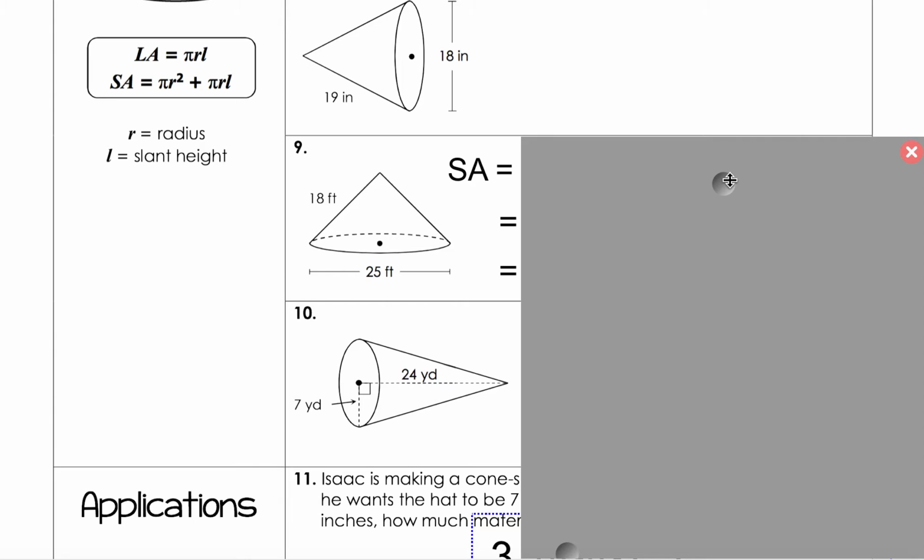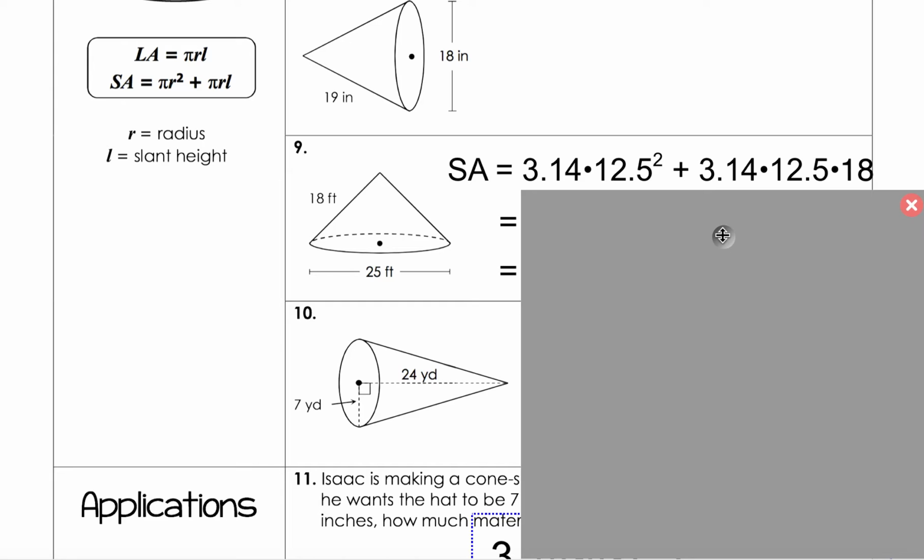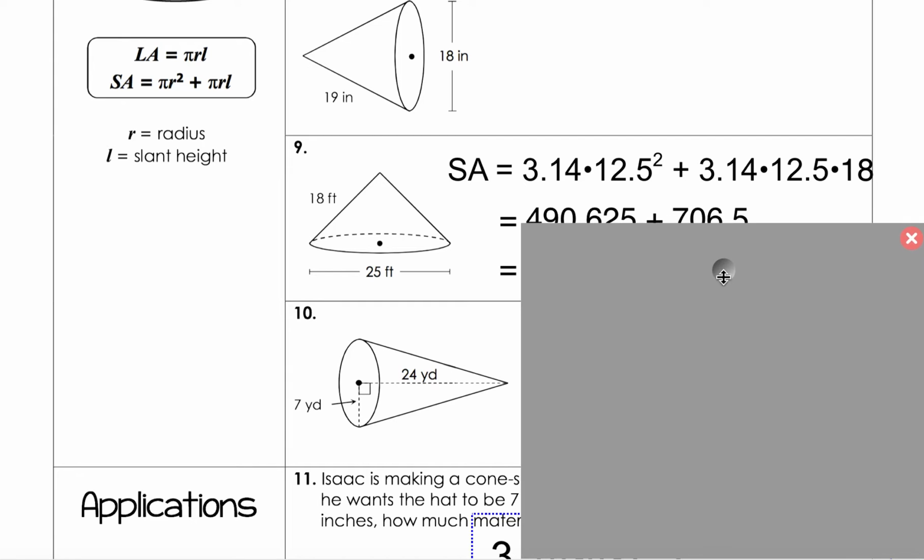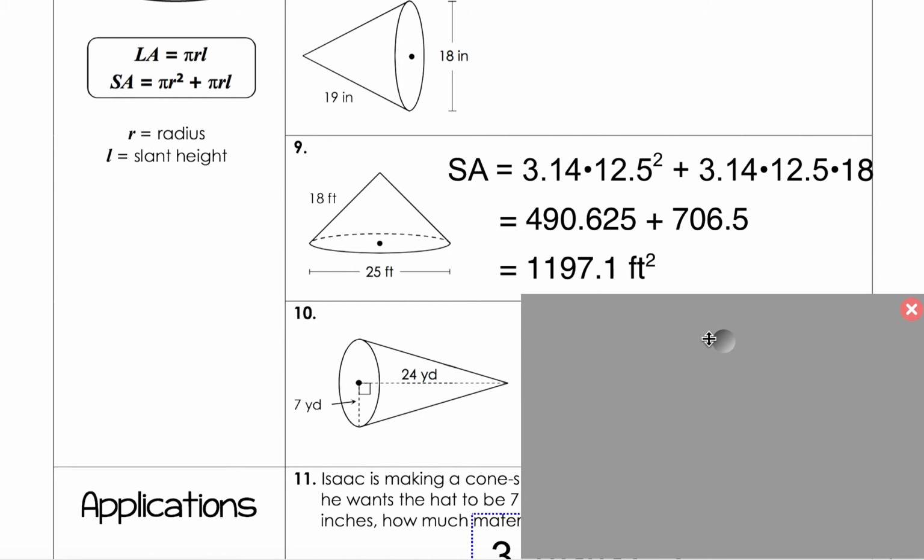To find my answer, what I did is I did 3.14 times 12.5 squared plus 3.14 times 12.5 times 18, which gives me 490.625 plus 706.5. That gets me an estimated answer of 1,197.1 feet squared.